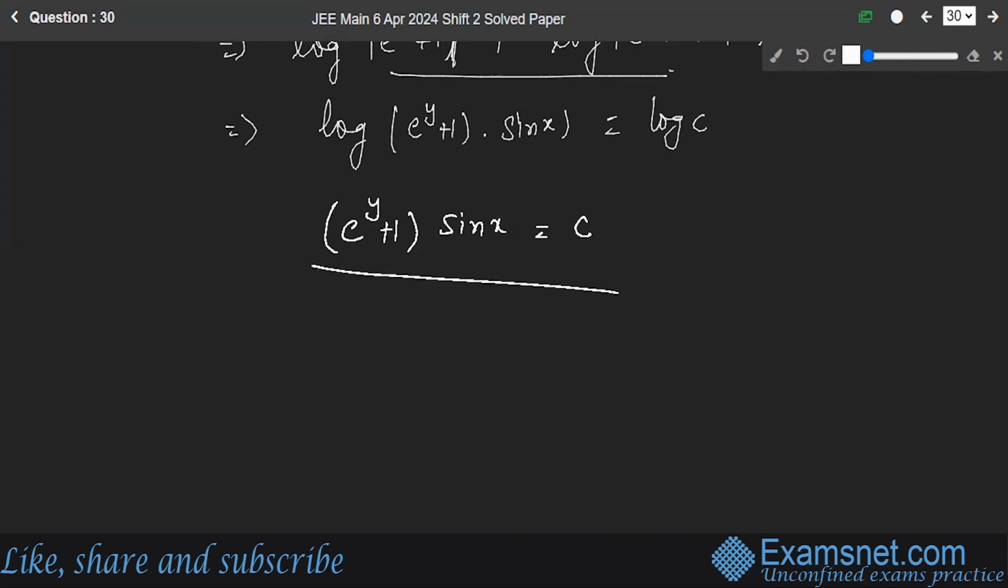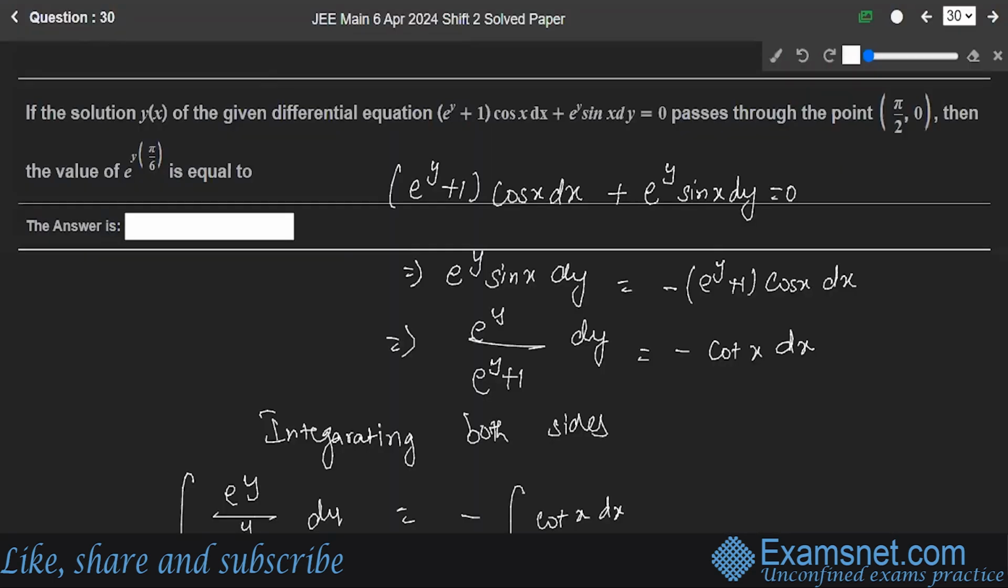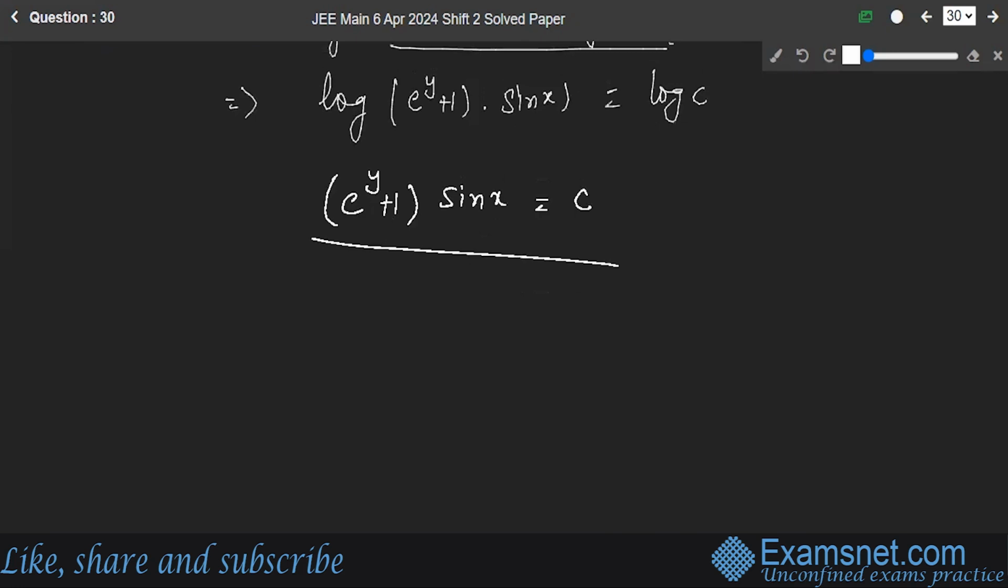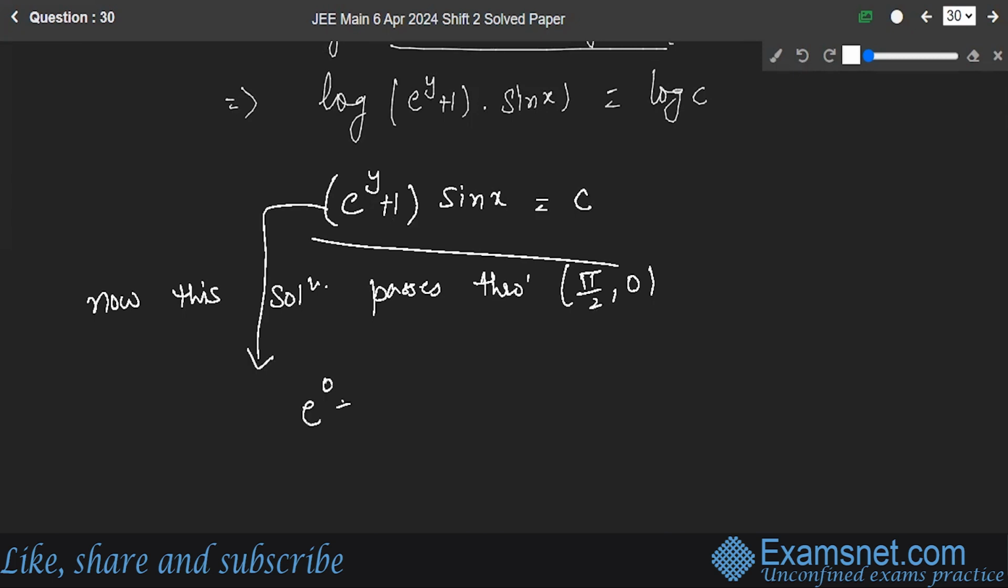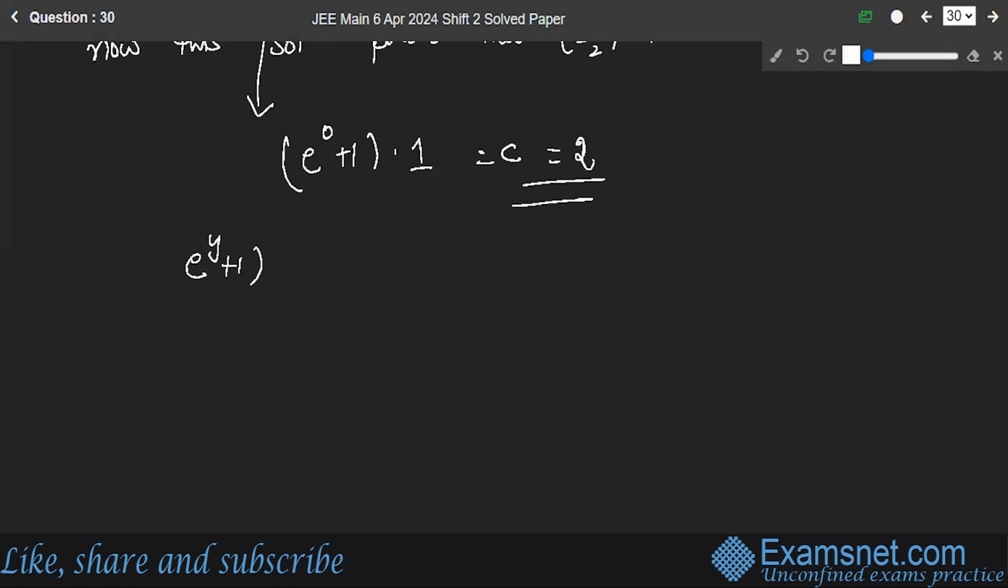So this is the required solution of the equation, right? Now in the question, it says that this solution passes through the point pi by 2 comma 0. So what will this equation become? E power 0 plus 1 sine pi by 2, that's equal to 1. This is equal to c. So you will get the value of this is 1 plus 1. C will be equal to 2. Okay. So your equation becomes this is equal to 2.